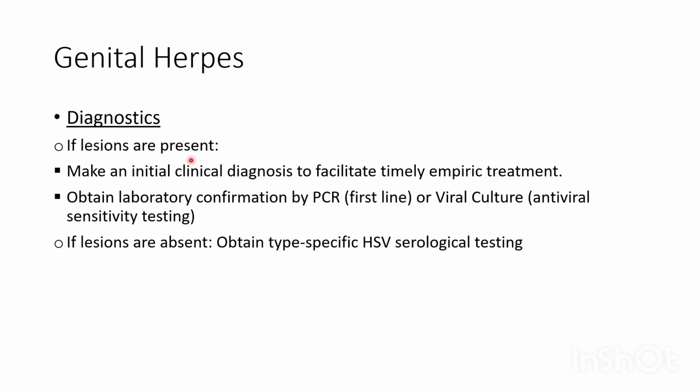Diagnosis: if lesions are present, make an initial clinical diagnosis to facilitate timely empiric treatment. Obtain lab confirmation by PCR, first line, or viral culture. Viral culture gives a clue about antiviral sensitivity. If lesions are absent, obtain type-specific herpes simplex virus serological testing to differentiate between herpes simplex virus 1 and herpes simplex virus 2.